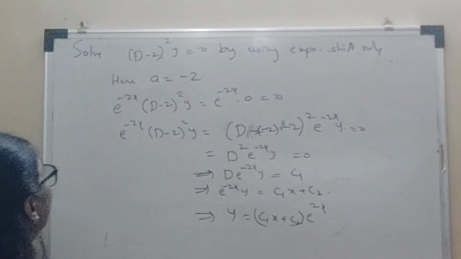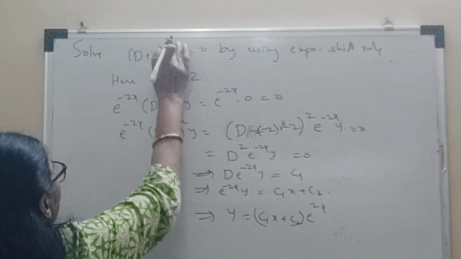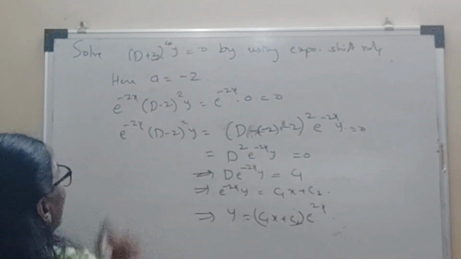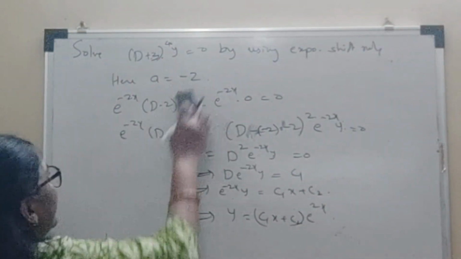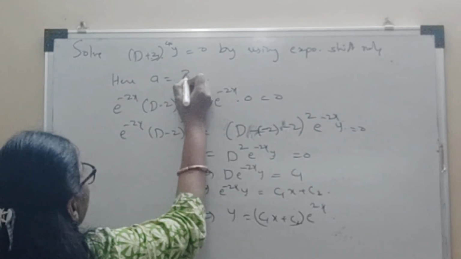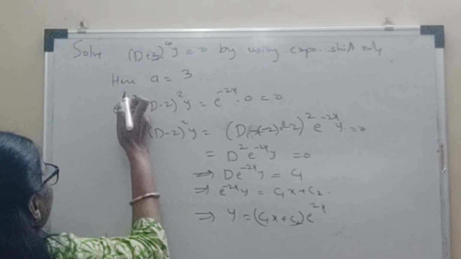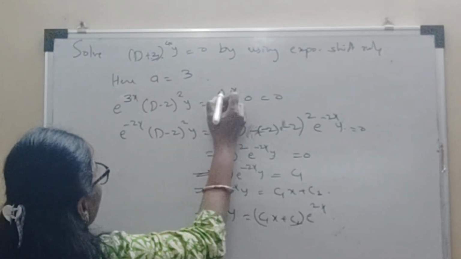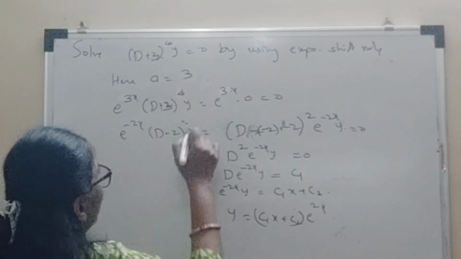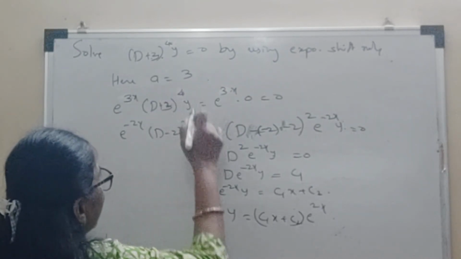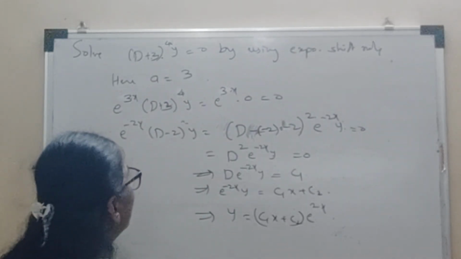Now take one more example. Suppose (D plus 3) whole raised to 4 operates on y is equal to 0. Now, what is a in this case? A is equal to 3. So we multiply on both sides by e raised to 3x, and this is our (D plus 3) whole bracket raised to 4 operates on y is equal to e raised to 3x into 0 is equal to 0.